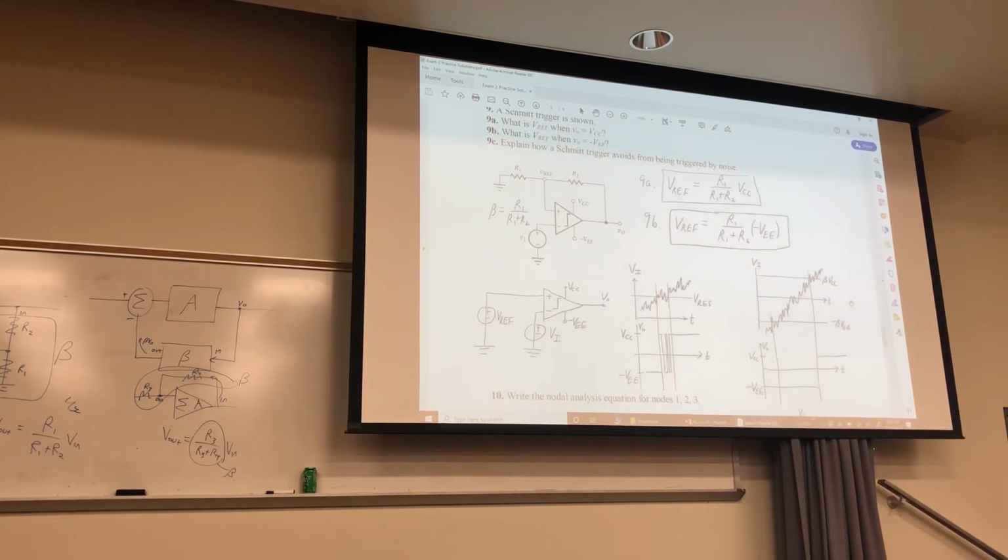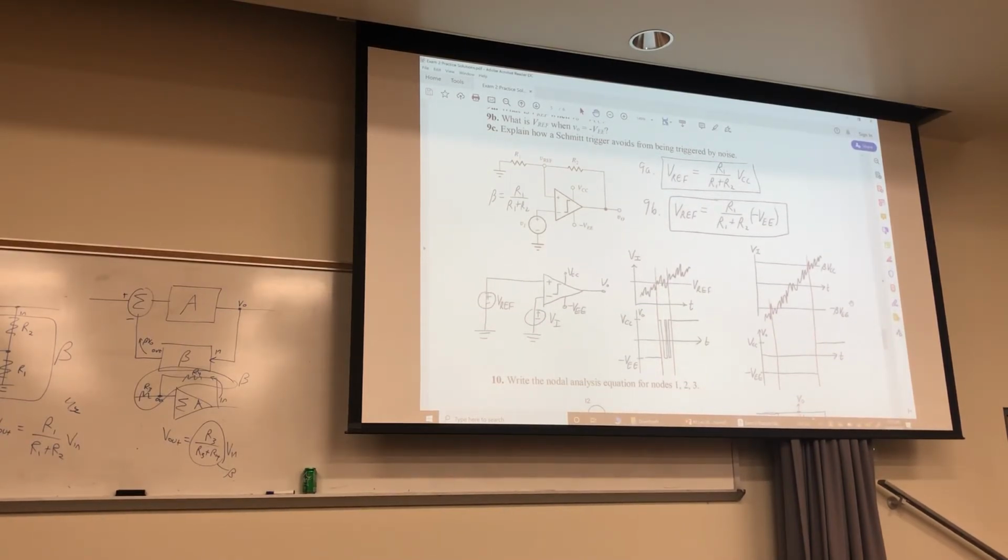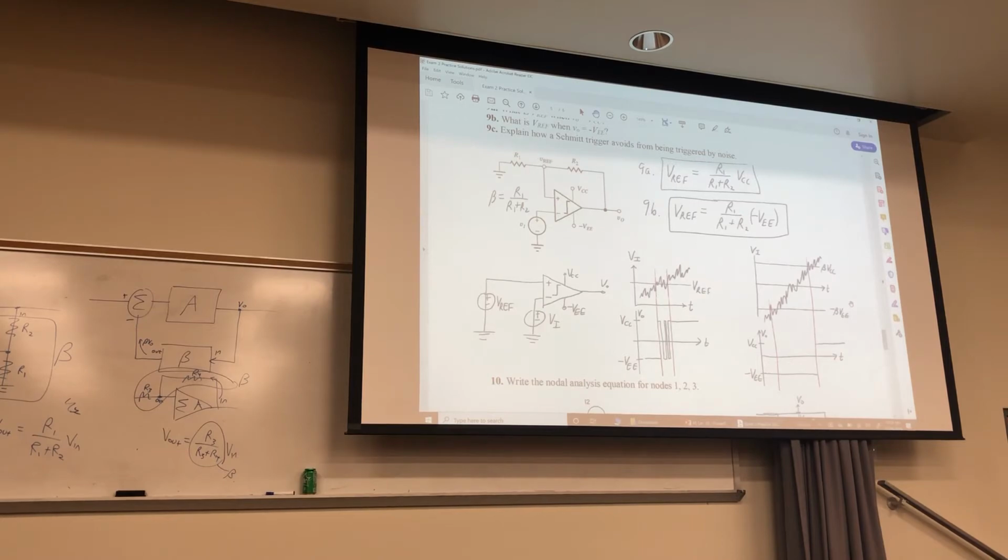Schmidt trigger. I think I did make a mistake on the video where I said, well, let's replace this with a capacitor and a resistor. But that gives you an oscillator, and that's not what you're trying to do. I mean, it still solves the problem, right? But you're not trying to make an oscillator. So anyway, if the output was VCC, here's what VREF is. If the output was negative VEE, that's what VREF is. So they're pretty much the same.